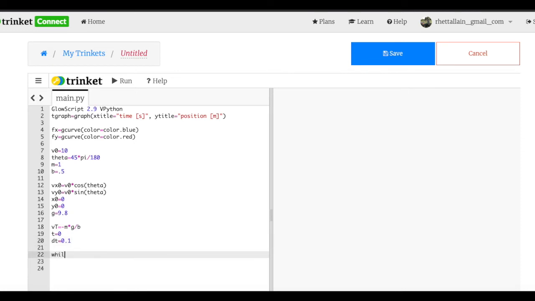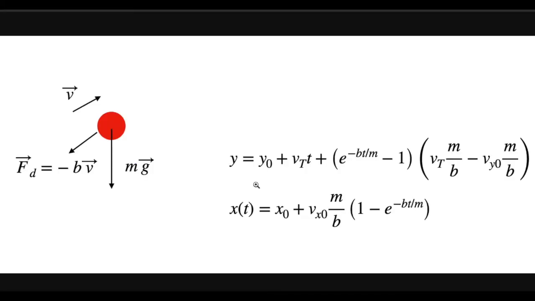So let's do while y. I need to do that too. Let's do y equals y0, x equals x0. That's my starting point. Now, I'm going to say while y is greater than or equal to zero, so it's above the ground, the first thing I'm going to do is calculate the y coordinate and then the x coordinate. I'm just going to enter in these two functions right here. That's all I'm doing right now.